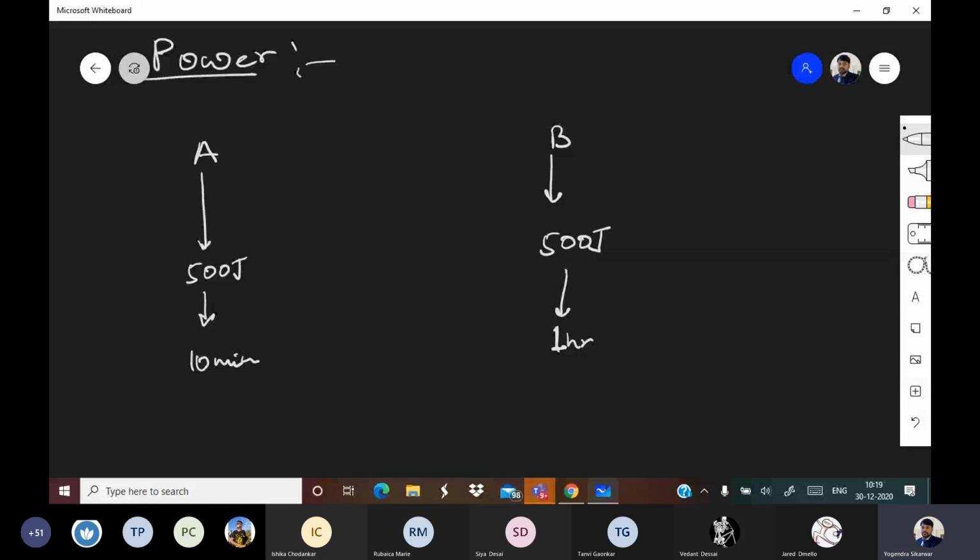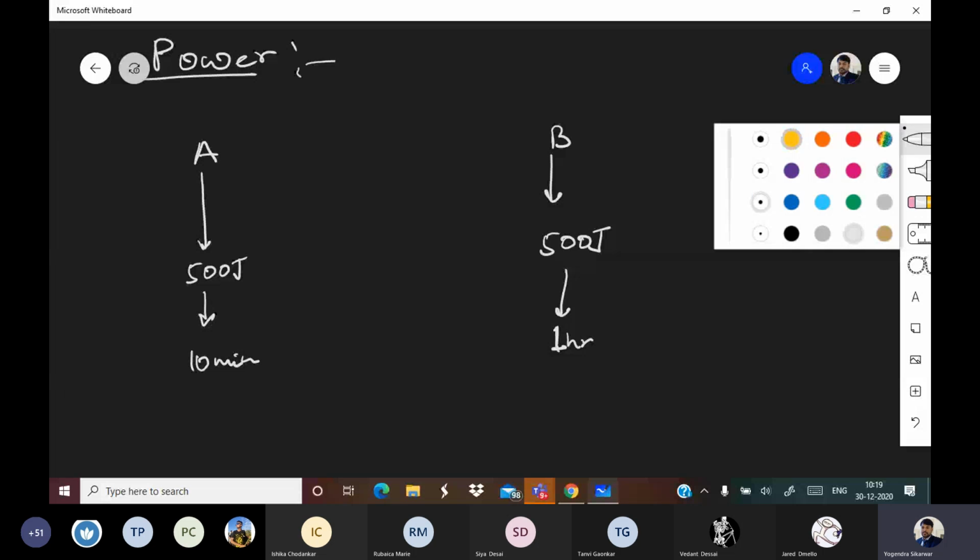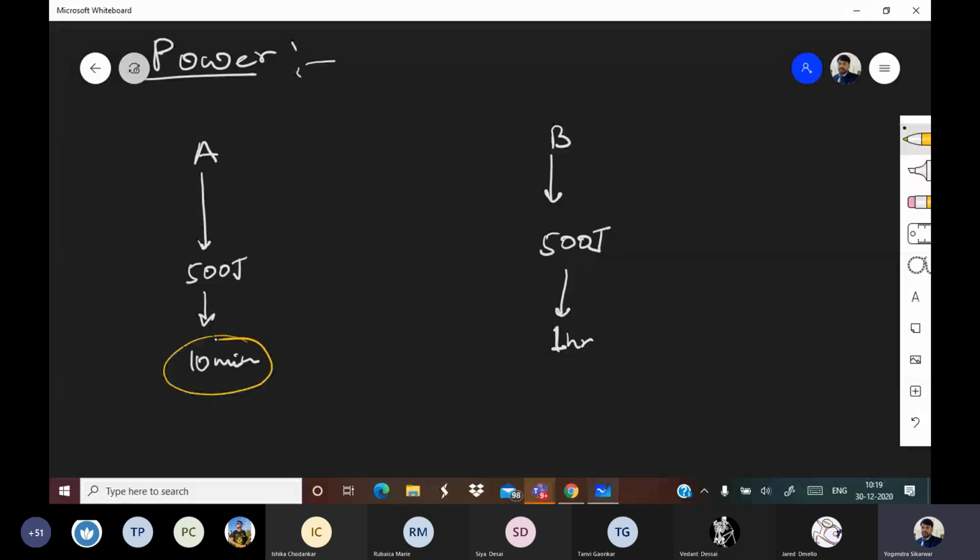According to us, as the work is the same, but A is taking lesser time, A should be more efficient, right? And your answer is correct. But how to bring that into the system? As far as work is concerned, both have done equal work, 500 joules. So using work, you cannot identify who is more efficient, correct?